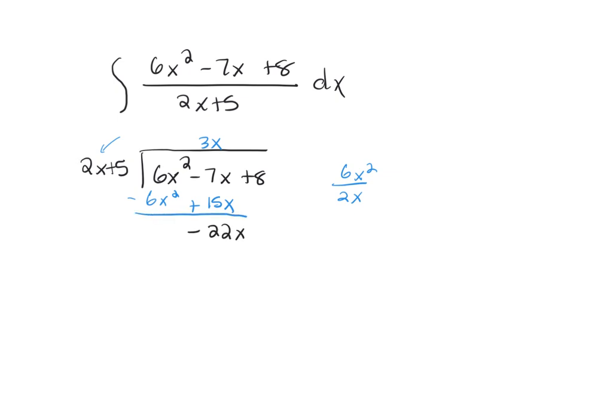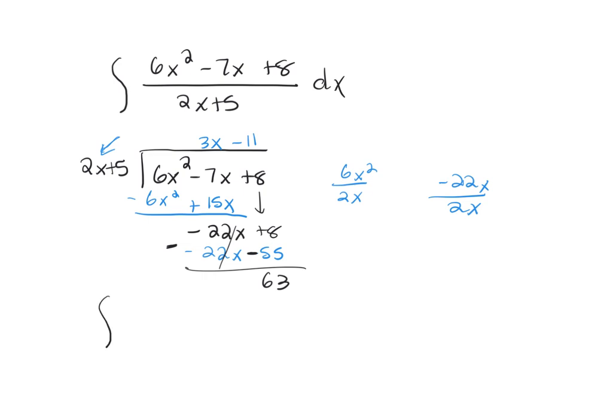Negative 22x, bring down the plus 8, and then divide. Negative 22x divided by 2x, so minus 11, and then multiply out in front. So negative 22x minus 55, and then subtract again. These cancel, and then minus a negative, that goes up to 63. So now I'm taking the integral of 3x minus 11 with the remainder of 63 over 2x plus 5.